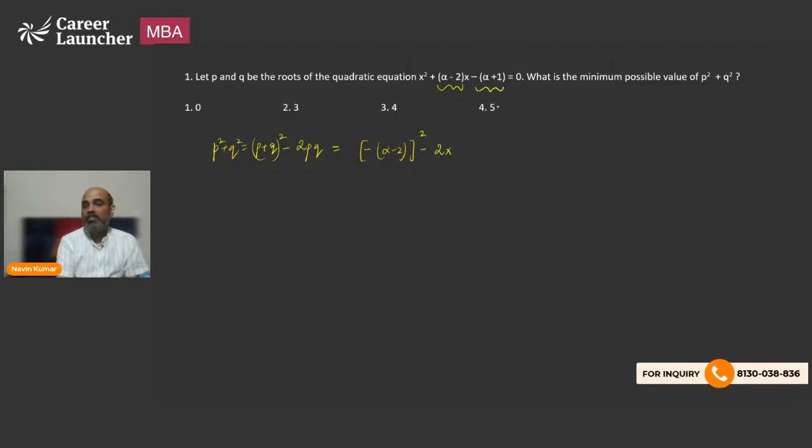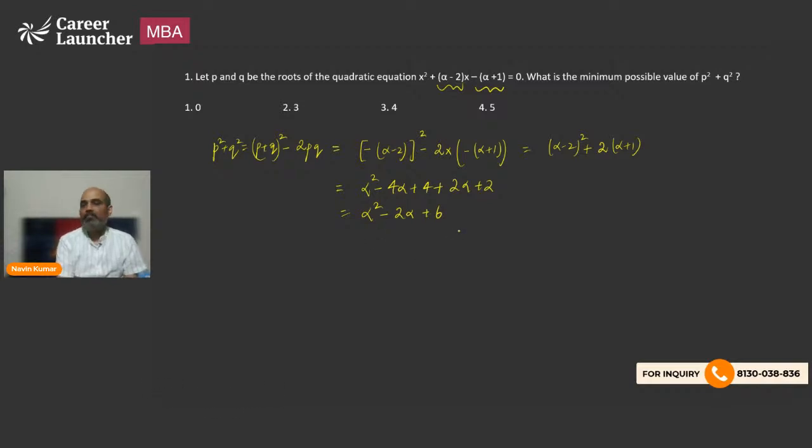Now the product of the roots is given as C upon A. Here C is already minus of (alpha plus 1). So this is going to be minus of (alpha plus 1). So this will change to (alpha minus 2) whole square. We can take out minus outside, so we will have 2 times (alpha plus 1) now. So this results in alpha square minus 4 alpha plus 4. Then opening the other bracket, we will have 2 alpha plus 2. That results in alpha square minus 2 alpha plus 6.